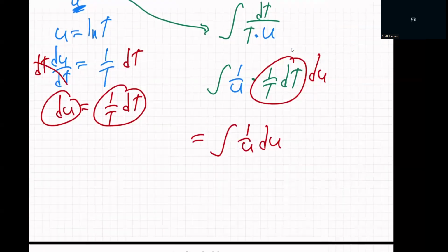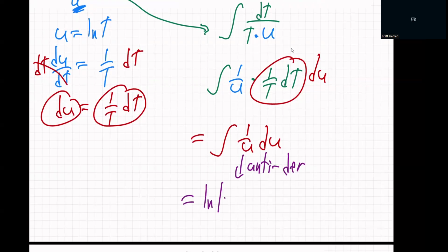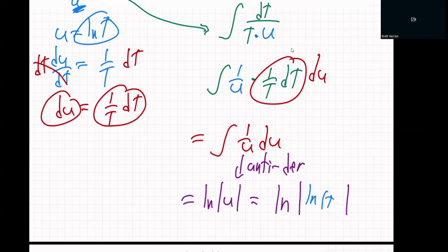What is the antiderivative of 1 over u? It's natural log of absolute value of u. So plug back in, natural log of absolute value. And what's u? Natural log of t. There we go. There is our answer.